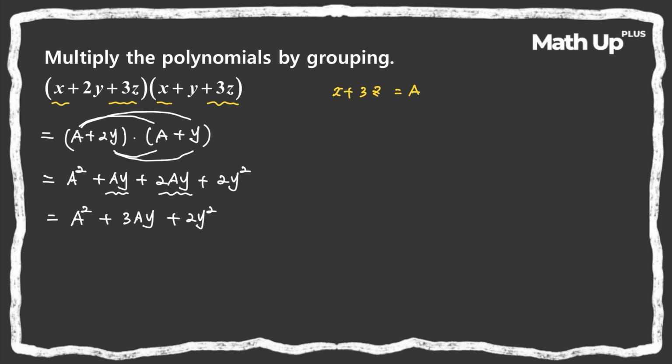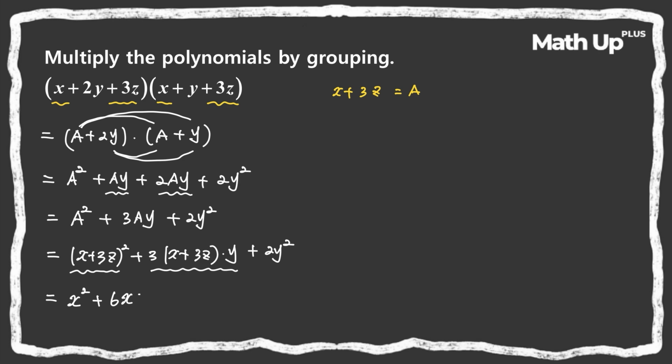Now what we have to do is substitute x plus 3z for a again. So this is equal to x plus 3z squared plus 3 times x plus 3z times y plus 2y squared. And if we expand each of these expressions, that is equal to x squared plus 2 times x times 3z, that's 6xz, plus 3z squared, that's 9z squared. Plus we have 3 times x times y, 3xy, plus 3zy, so 9yz, plus 2y squared. Now we're done.